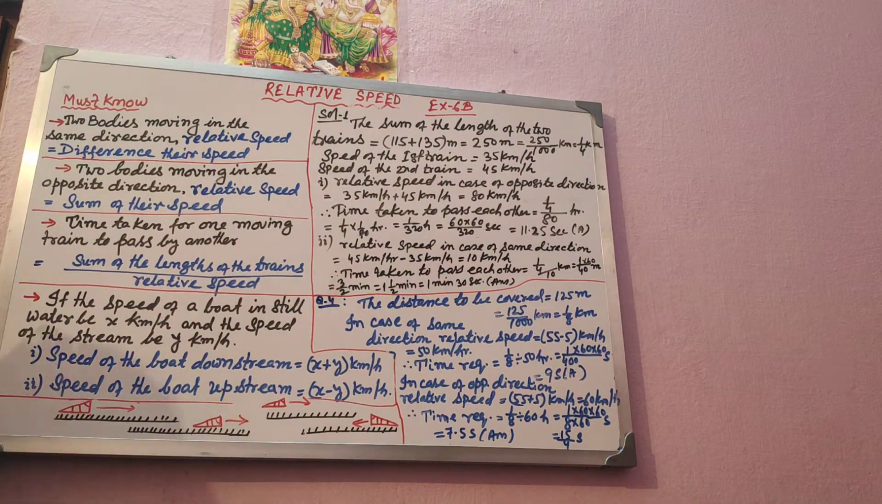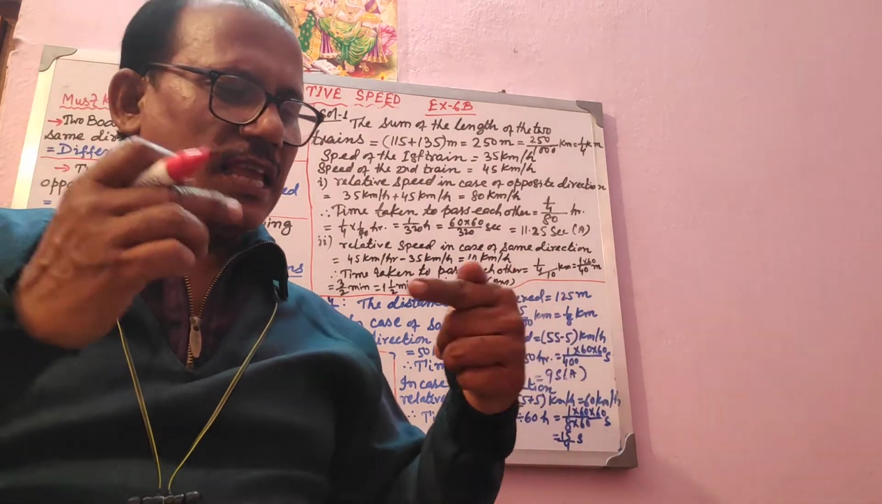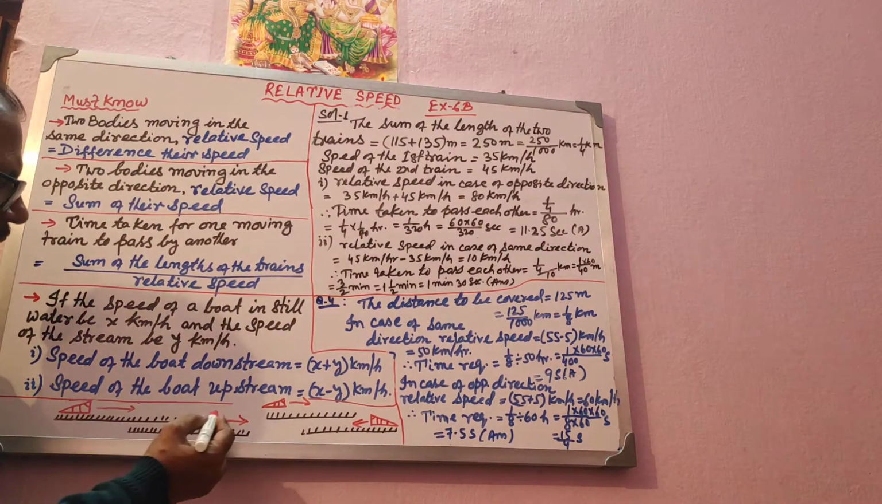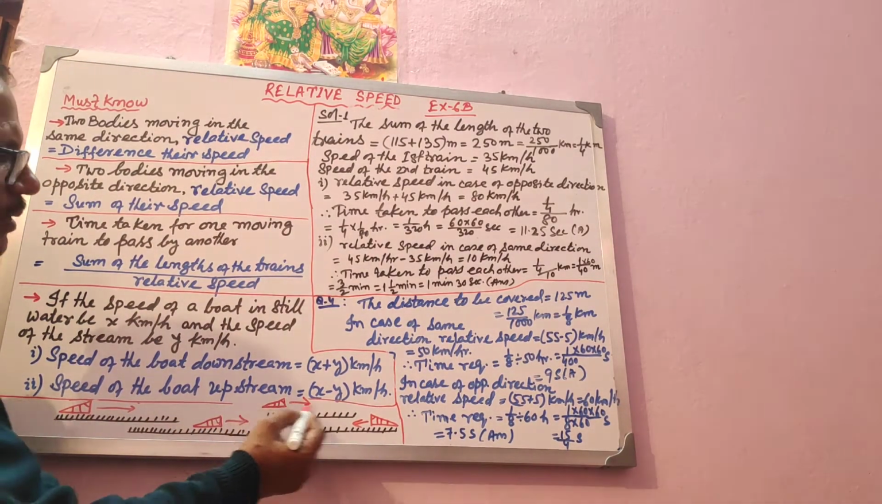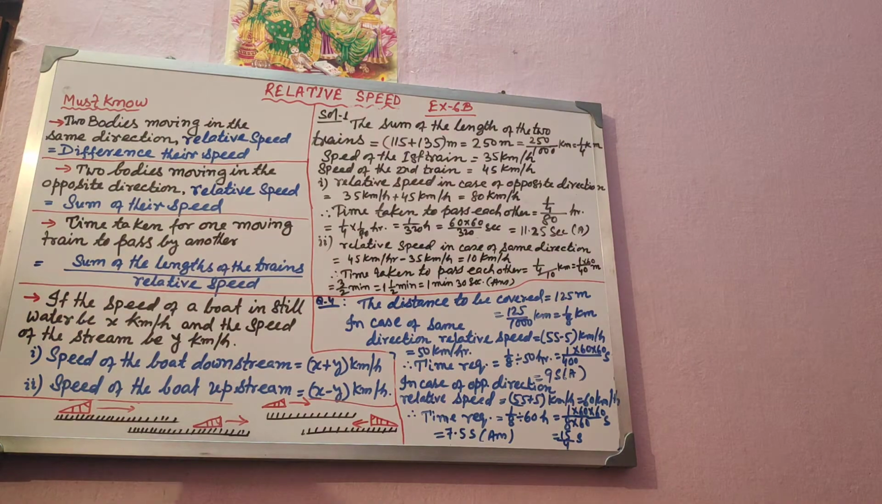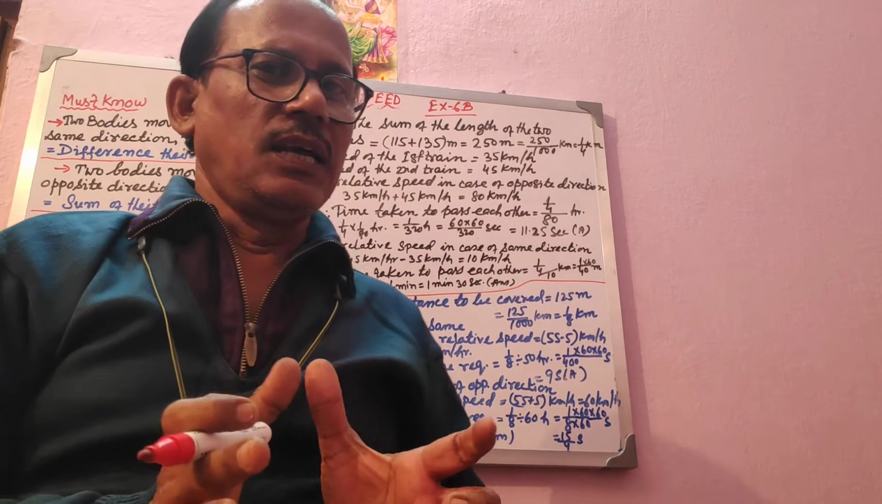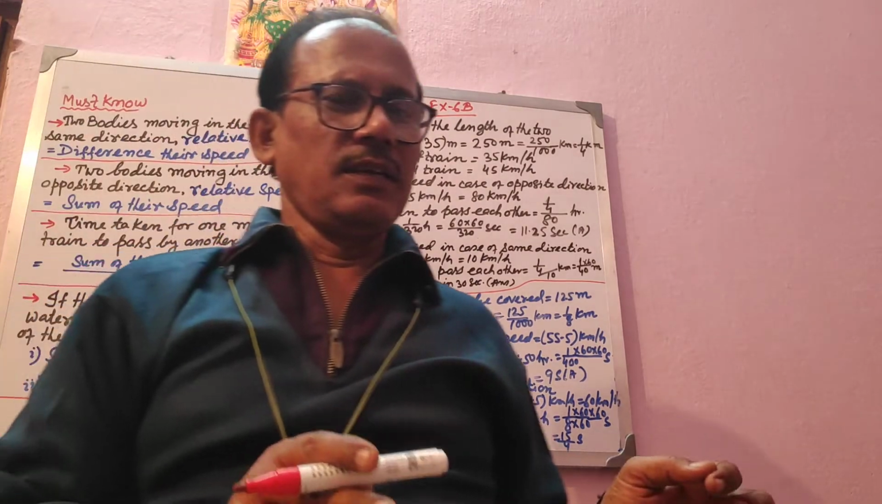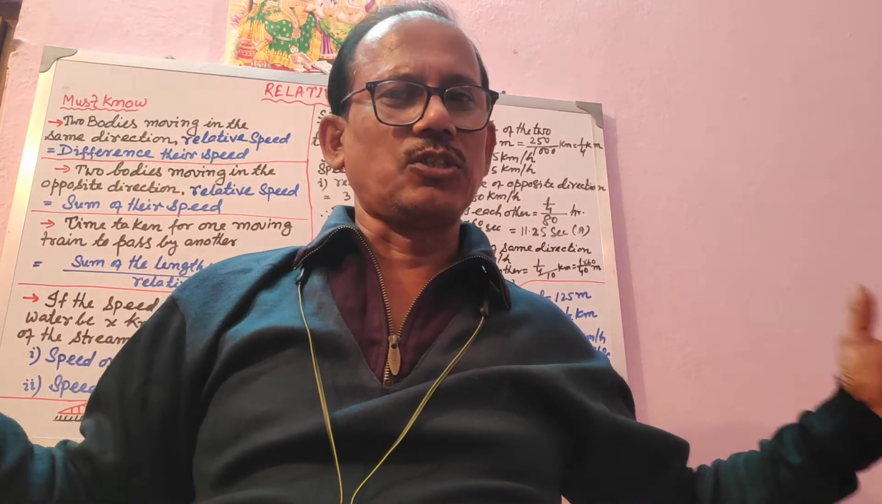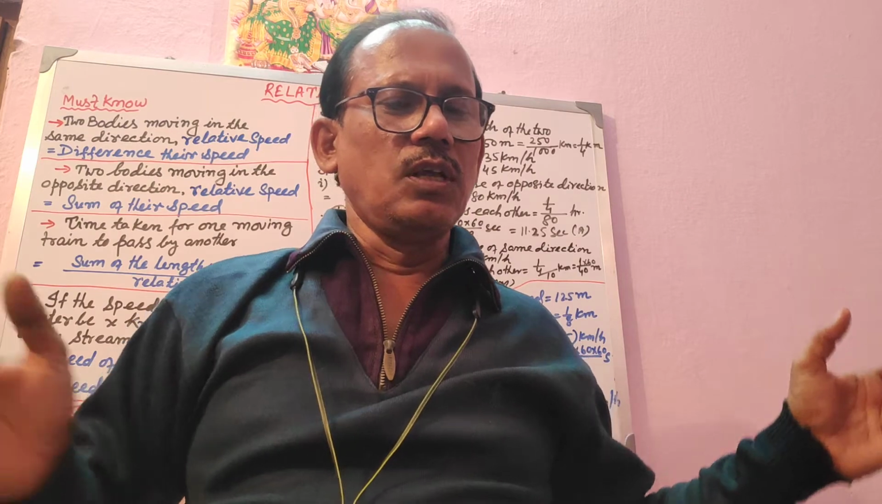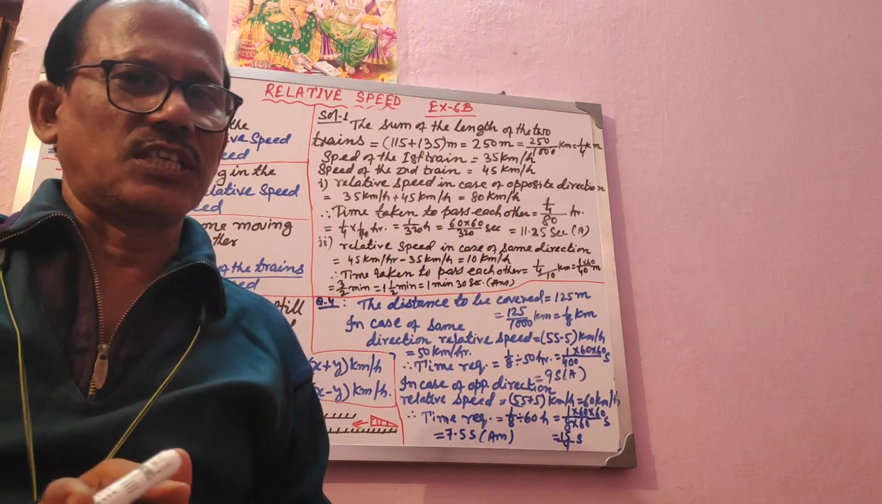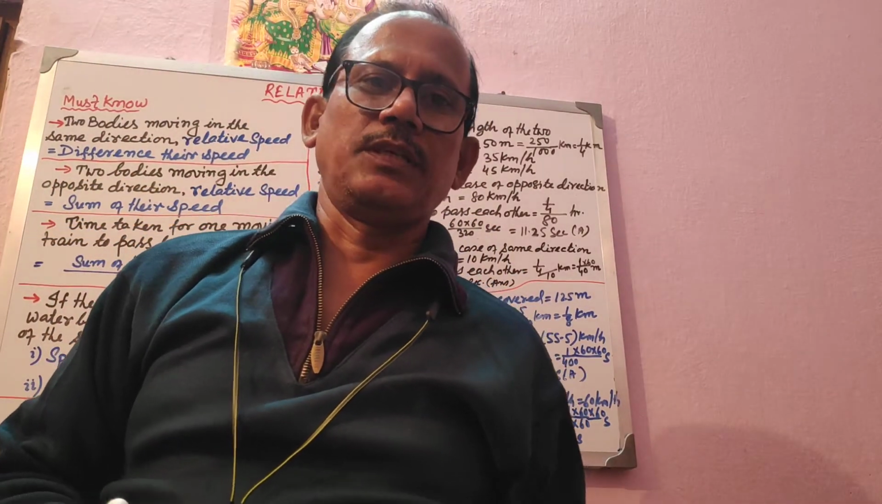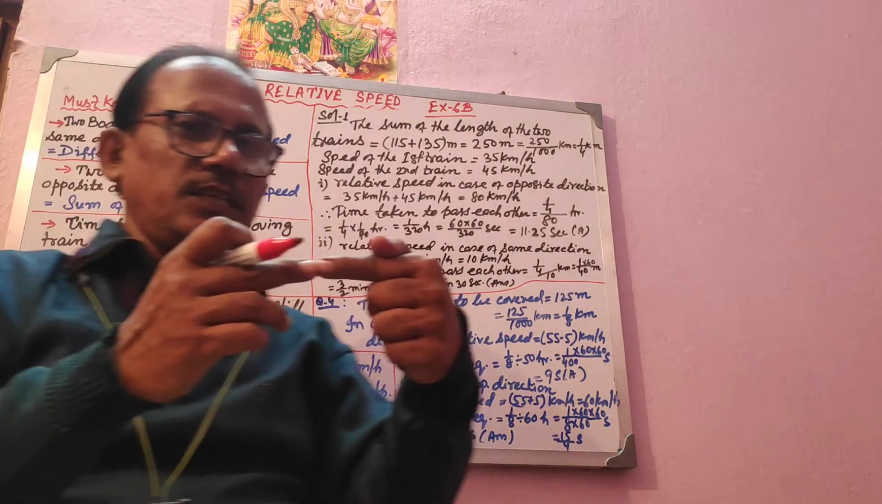Now moving on to the third aspect, the time taken for one moving train to pass another one. See, a moving train is there to pass another moving train. The distance will be the sum of the lengths of both trains, because a train is a long object and therefore its length also counts as distance. So the sum of the lengths is the total distance, divided by the relative speed. Only then will they have passed each other.